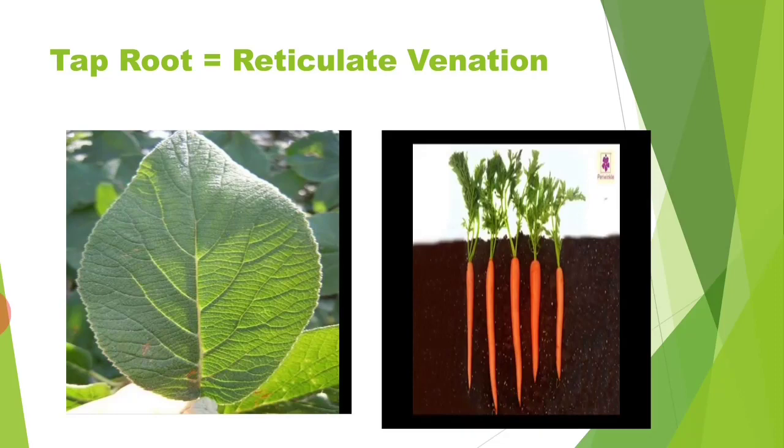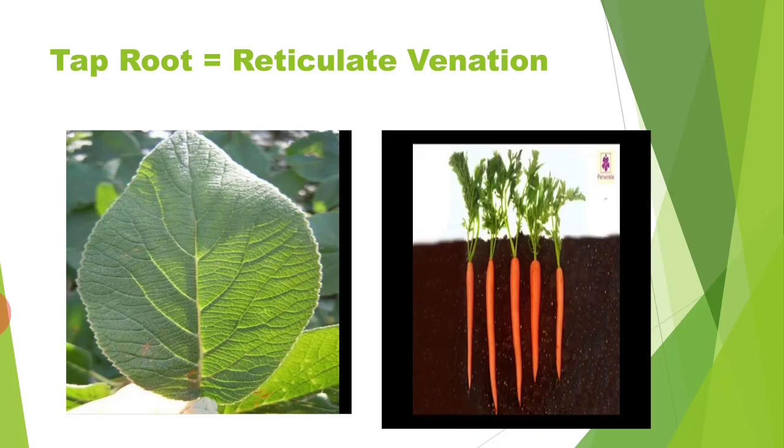So that means we don't need to dig out all the plants to see what kind of root it has. We can make out from the leaf: if it is a reticulate venation leaf, that means the plant will have a taproot, and if it has a parallel venation, that means it will have a fibrous root.